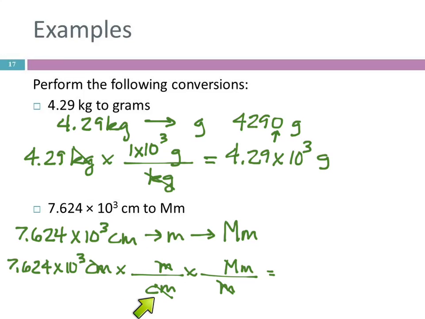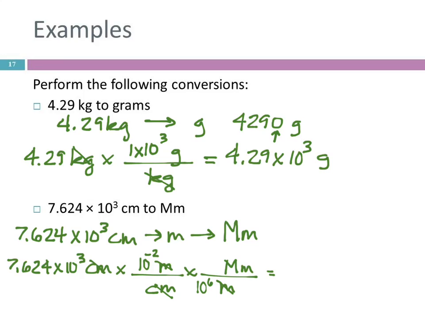This middle term, we have centi on the bottom. We need to write what centi means on the top. Centi means 10 to the minus 2. So I'm going to put 10 to the minus 2 up here. Here we have mega on top. And mega means 10 to the 6. So I'm going to put 10 to the 6 down here.